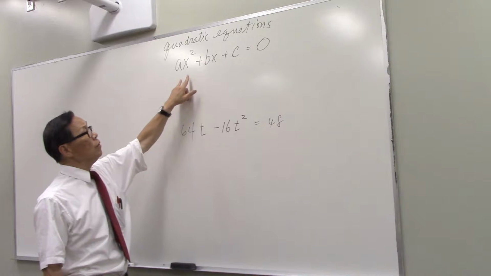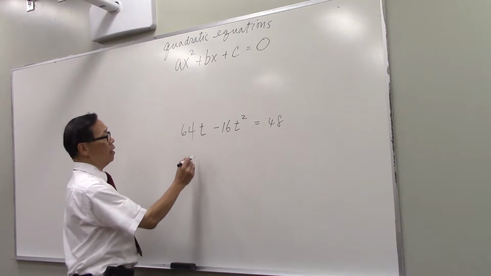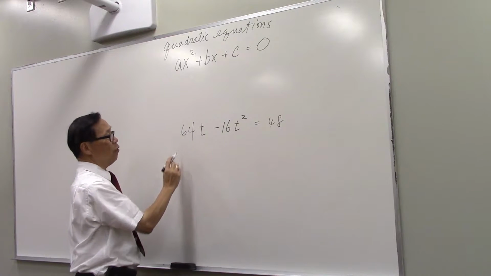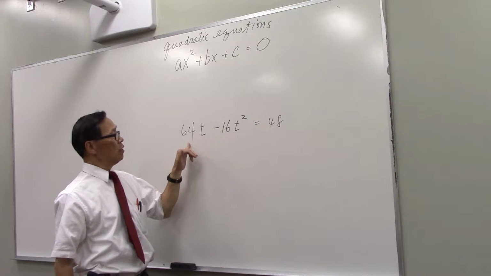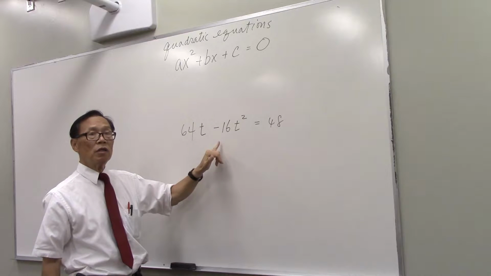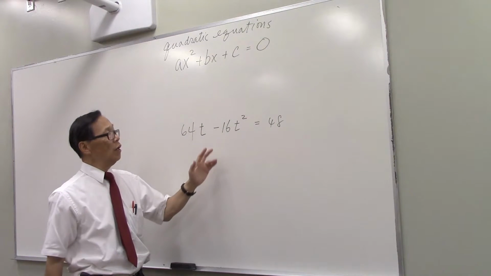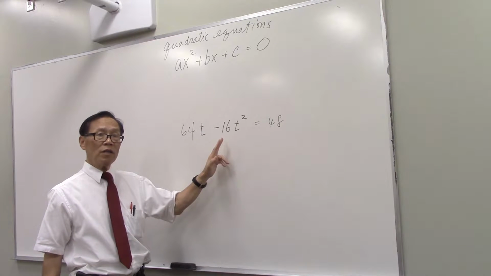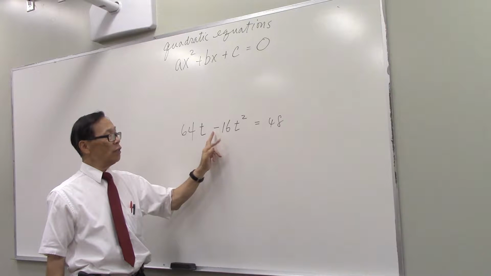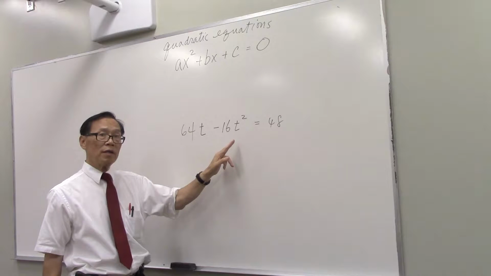An example of this would be throwing something up in the air at the rate of 64 feet per second. And as you know, gravity is all around us. As soon as you release the ball, thanks to Galileo, who discovered that gravity will pull down this object at the rate of 16 feet per second squared.